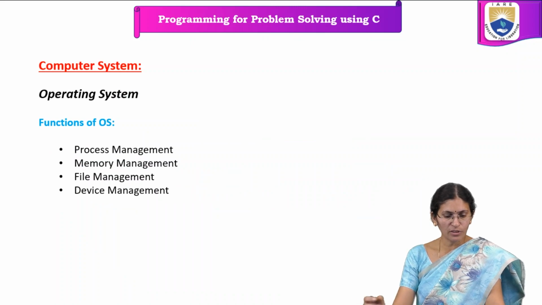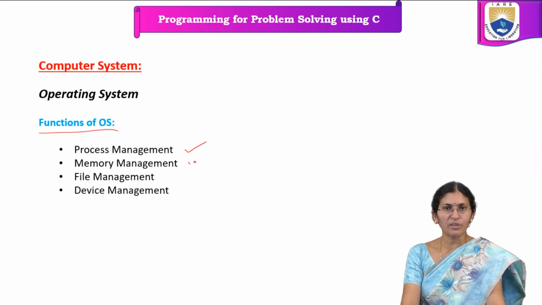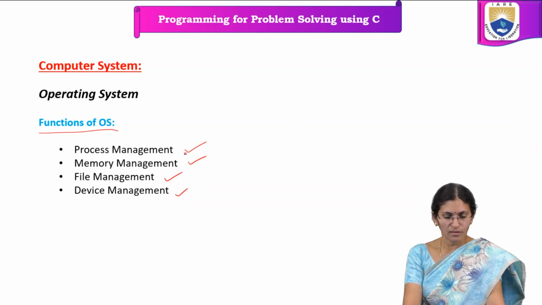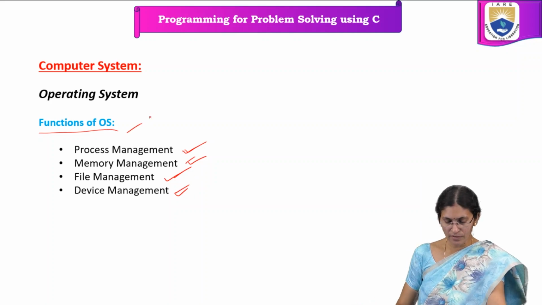Coming to the features, or functions, of the operating system: process management, memory management, file management, and device management. Thus all the important work related to the computer and its hardware components is done by the operating system, including memory management, where files are to be stored, and what devices are there. Everything is managed by the operating system.